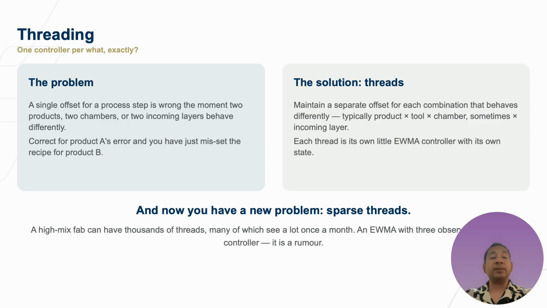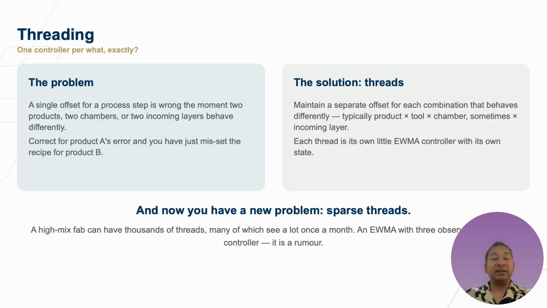Threading, one controller per thread exactly. A single offset for a process step is wrong the moment two products behave differently through it. Correct for product A's error and you have the wrong recipe setting for product B. So you maintain a separate offset for each combination that behaves differently. Typically product times tool times chamber, sometimes times the incoming layer. Each of those is a thread, and each is its own little EWMA with its own state.